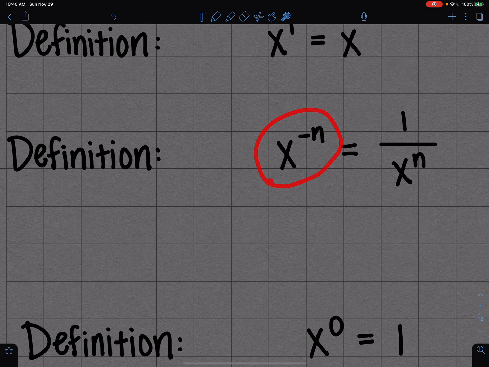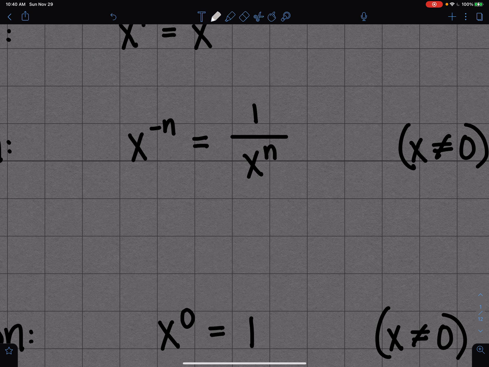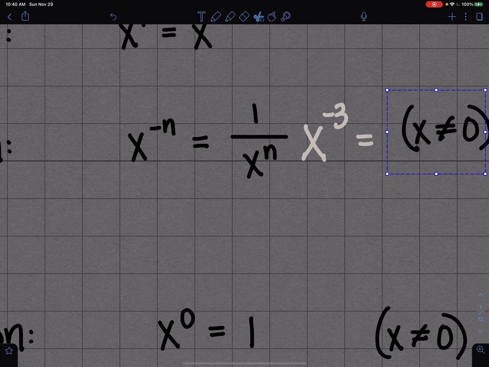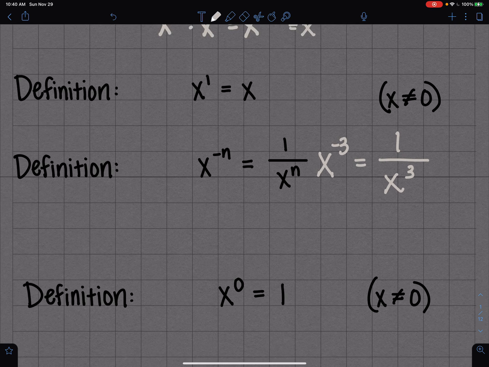x to the negative n means you flip it to the bottom and you change the sign on the exponent. So let's do an example there just to remind you. x to the negative 3 is going to be the same as 1 over x to the 3rd. Okay, you know that. We've been doing that. You got it.